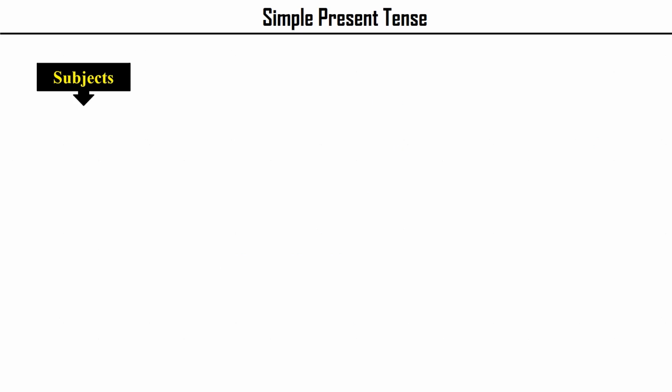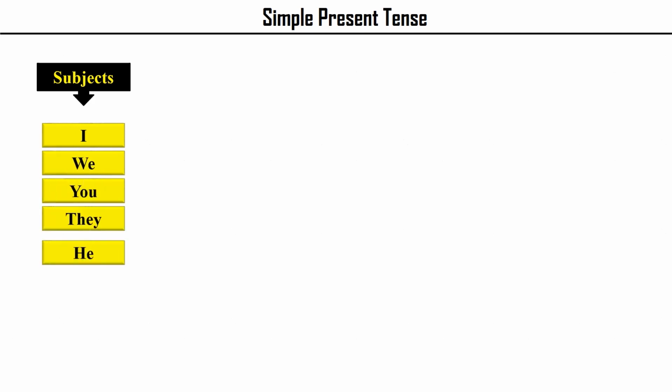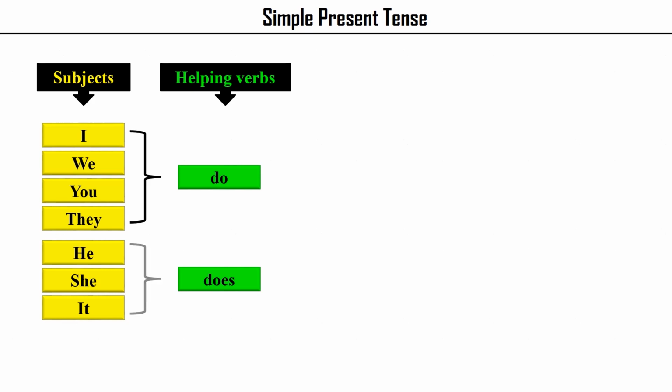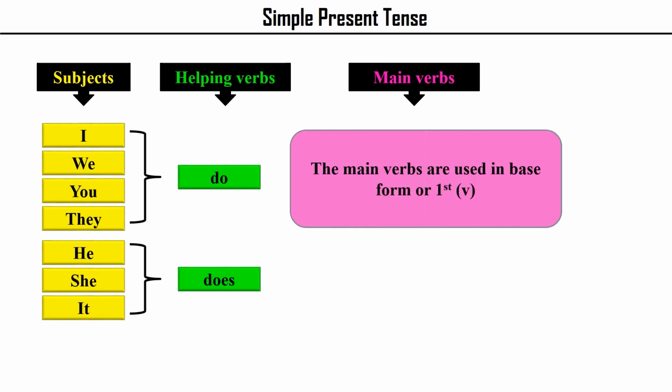The subjects that are used in the simple present tense are I, we, you, they, he, she, and it. Helping verbs. There are two helping verbs in the simple present tense: do and does. Do is used with subjects I, we, you, they, and does is used with subjects he, she, and it. The main verbs. The main verbs are used in the base form or the first form of the verb.